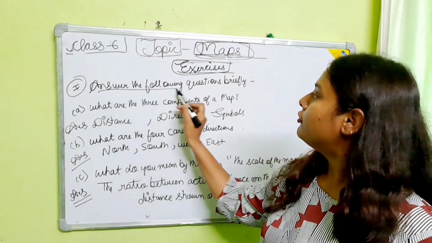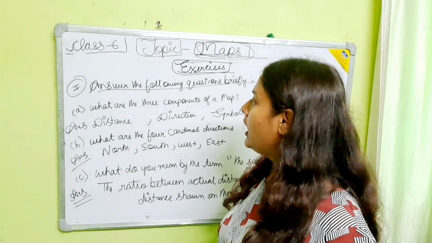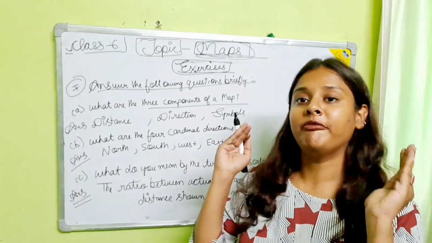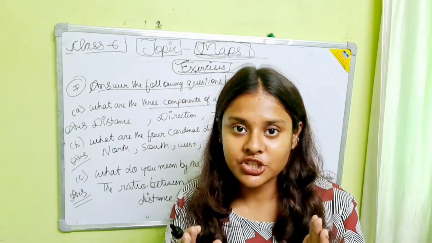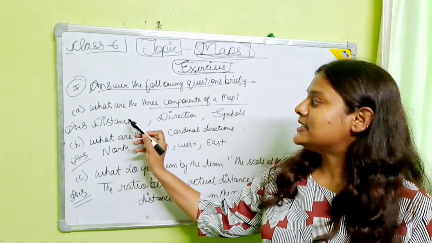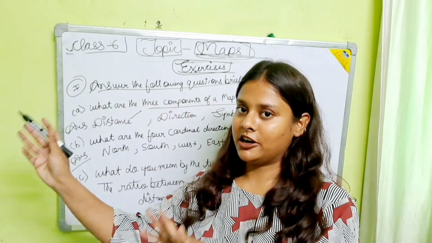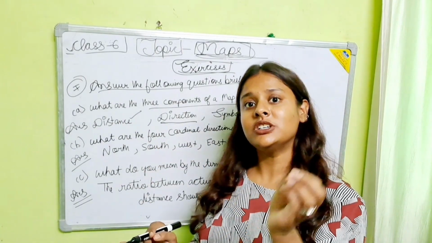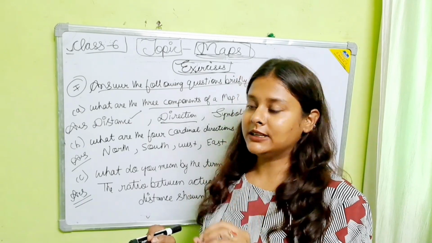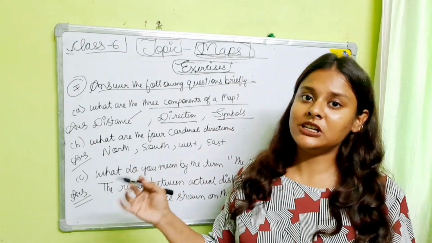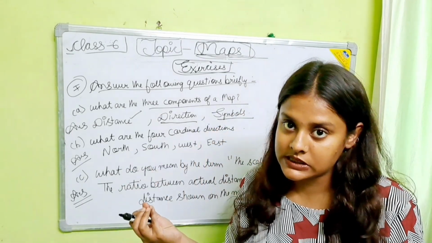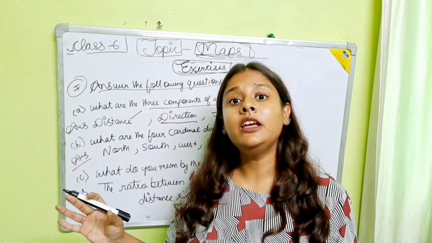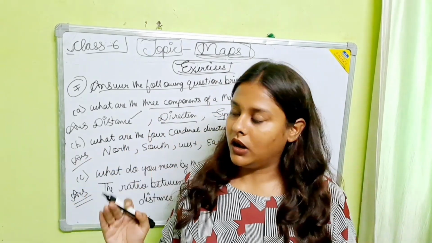Exercise. Answer the following questions briefly. Question number 1. What are the three components of a map? We have discussed it in detail. The three components of a map are distance, direction and symbols. In distance, we have discussed scales. Scales are of two types, large scale and small scale. In direction, we have discussed the 4 cardinal directions and 4 intermediate directions. After that, symbols. In symbols, we have discussed conventional symbols, which are universally formed so that they can be studied by one and all.